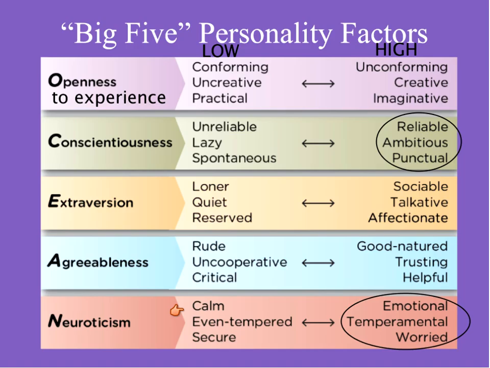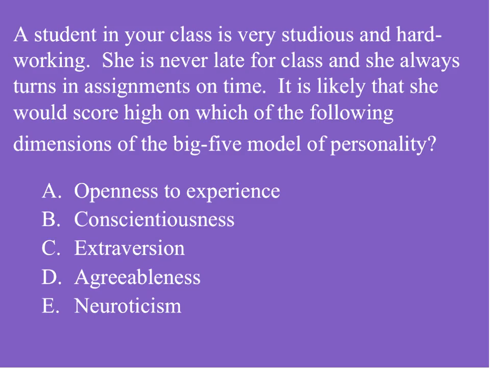How about a final quick little polling question for you? And this one is actually going to have 5 answer choices because it's about the big 5 model here. A student in your class is very studious and hardworking. She's never late for class, and she always turns in assignments on time. Awesome. That's your favorite kind of student if you're a teacher. It's likely that she would score high on which of the following dimensions of the big 5 model personalities. She's going to score high on openness to experience, conscientiousness, extroversion, agreeableness, or neuroticism.